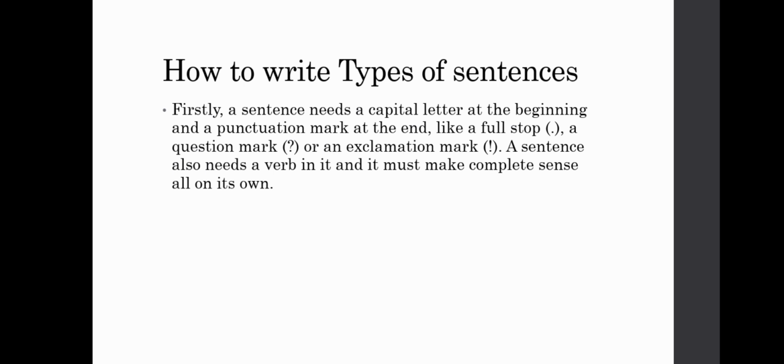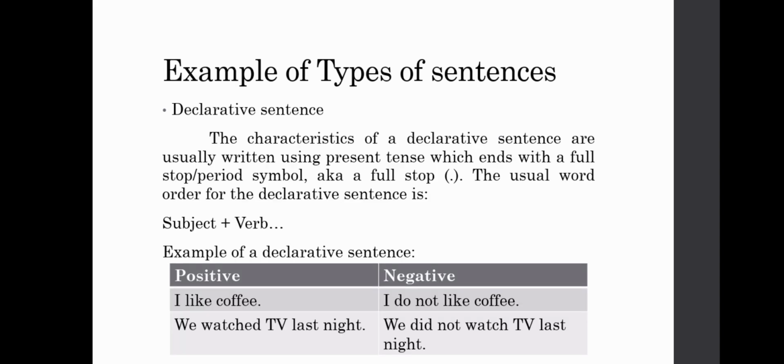Firstly, a sentence needs a capital letter at the beginning and a punctuation mark at the end, like a full stop, a question mark, or an exclamation mark. A sentence also needs a verb in it, and it must make a complete sentence all on its own. Next slide.